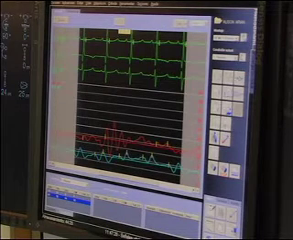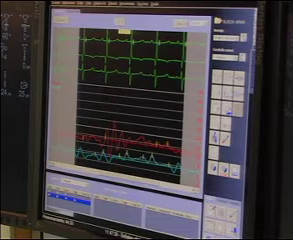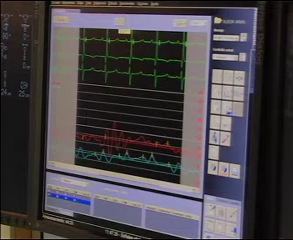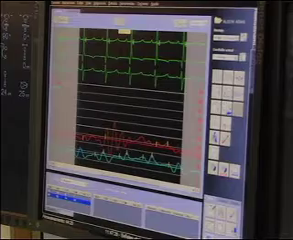I guess people would want to see the morphology of the atrial septal defect on transesophageal echo. Okay, we'll see.